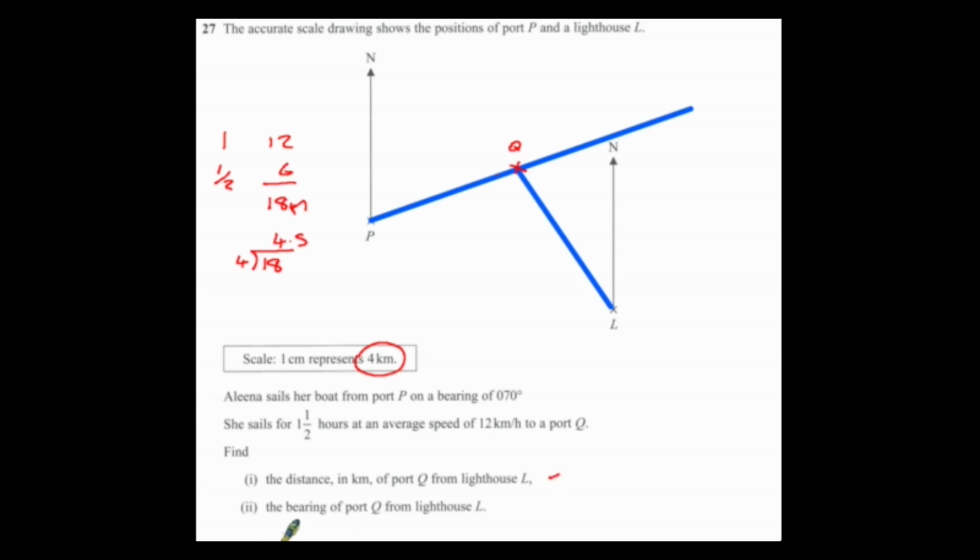Part 2, you need to find the bearing of Q from L. Don't forget, again, bearings from north clockwise, so you need to measure this angle all the way around here. Probably the simplest way to do this would be to measure this angle here and subtract it from 360 degrees.